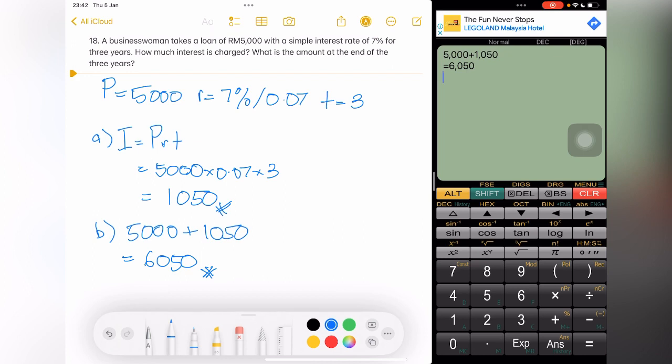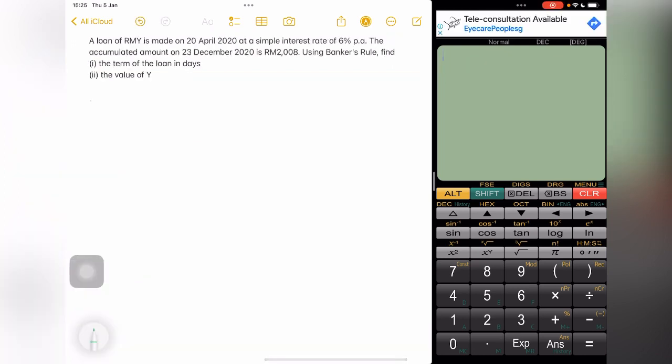So thank you. Okay, a loan of RM Y is made on 20 April 2020 at a simple interest rate of 6% per annum. The accumulated amount on 23rd December 2020 is 2,008 ringgit. Using bankers rule, find first the term of the loan in days, and second the value of Y. To find the term of the loan in days, you have to know how many days the loan has been made.